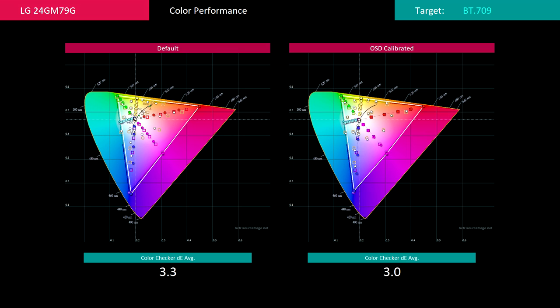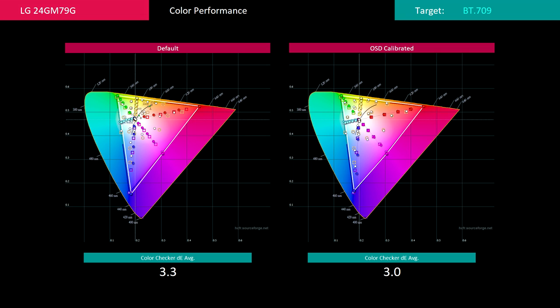Moving on to HDFR's color checker, the out-of-box settings return a delta E average of 3.3. I can only improve that slightly with my OSD calibrations, because the shift to Gamma Mode 4 messes up the magenta and cyan secondaries. This is about as good as you can get with the physical controls on the monitor.